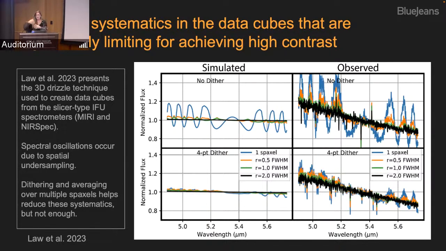So with a combination of dithering and averaging over the spaxels in our data, you're able to mitigate some of these wiggles and oscillations. But for high contrast imaging, if we want to conduct PSF subtraction per spaxel to get rid of the starlight, even 1% of systematics is insufficient, and averaging over multiple spaxels is not an option when we're looking at tiny planets.